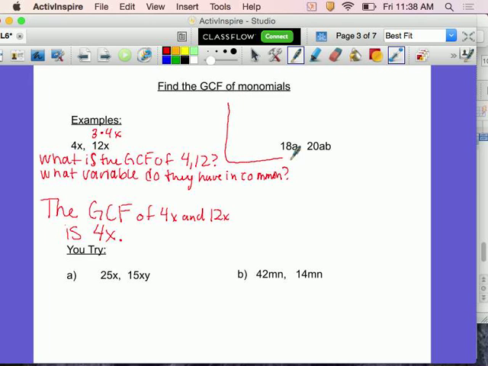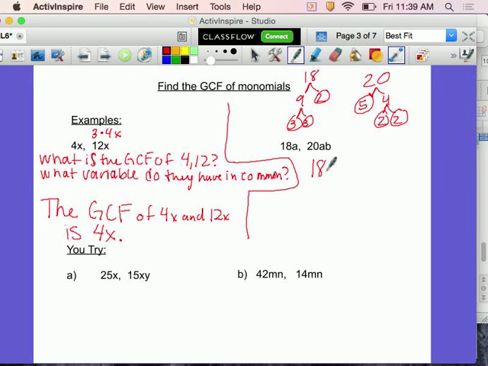Okay, same thing over here, 18a and 20ab. Now if I didn't know what 18 and 20 had in common, I remember I can always do my tree. 18 is 9 and 2, and then 9 is 3 and 3. And 20 is 5 and 4. 5 is prime. 4 is 2 and 2. So then I can make my list.